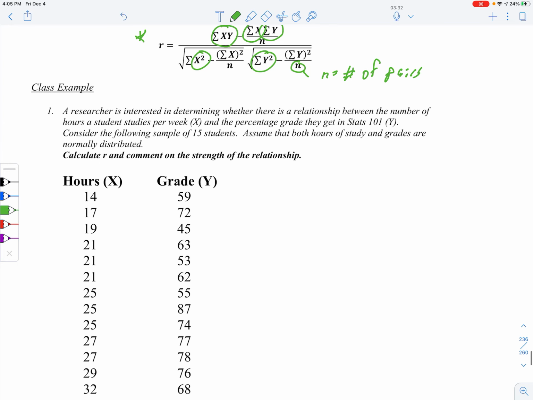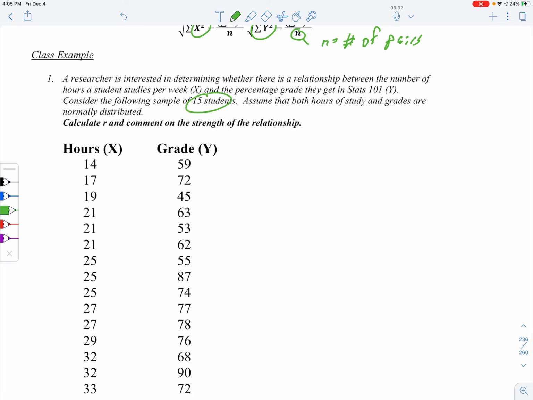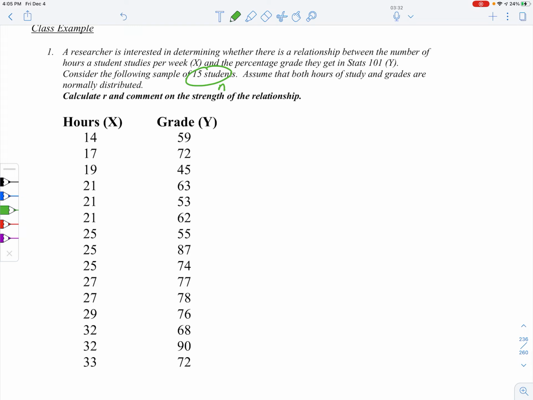So if you look at this problem down here, we'll see that we have a sample of 15 students. There's 30 numbers because each student has 2 different numbers, right? X is the hours of study per week, and then Y is the grade that they get in Stats 101. And we want to see if there's a linear correlation between them. So there's 30 numbers in total, but the important thing is that there are 15 pairs, or 15 students, each with an X and a Y.